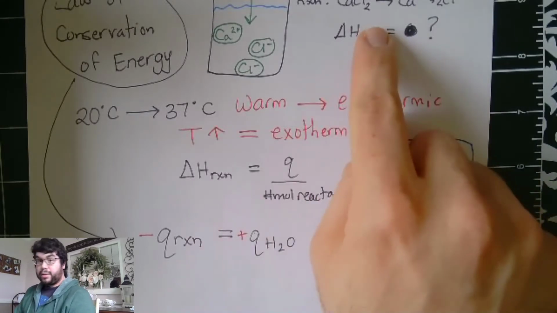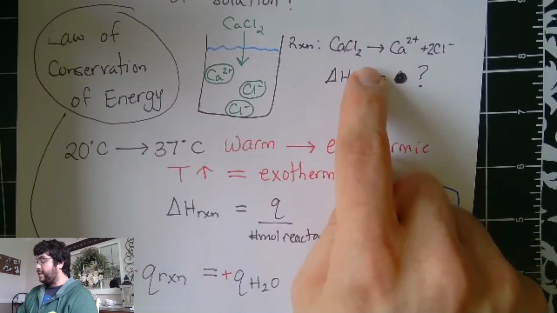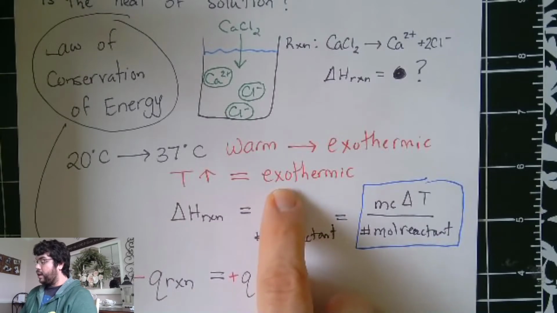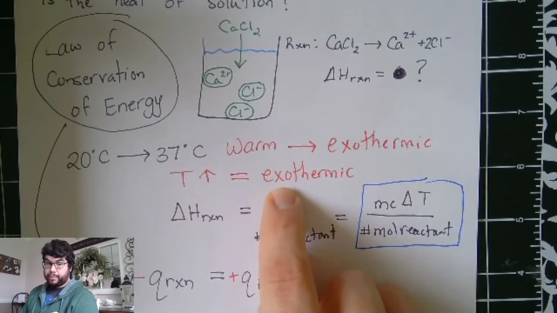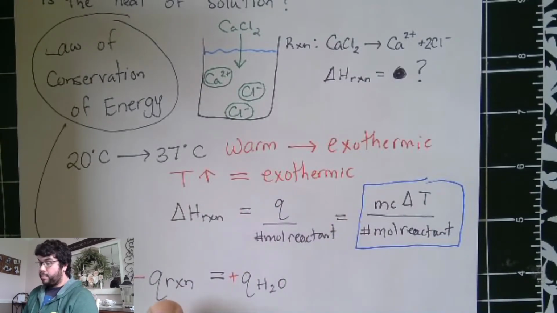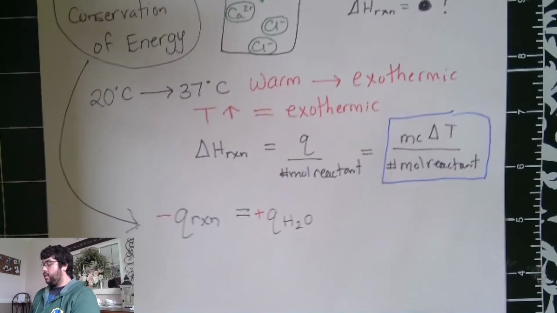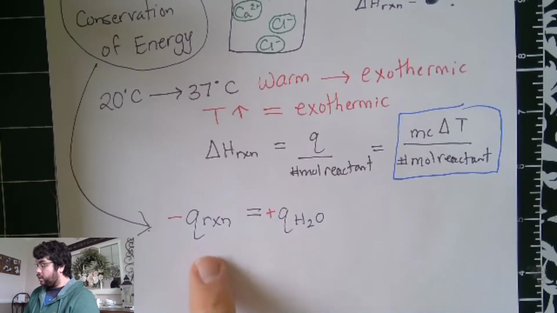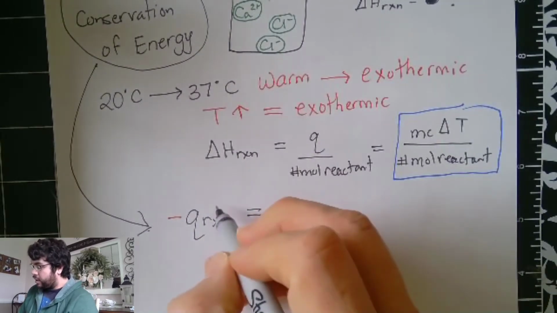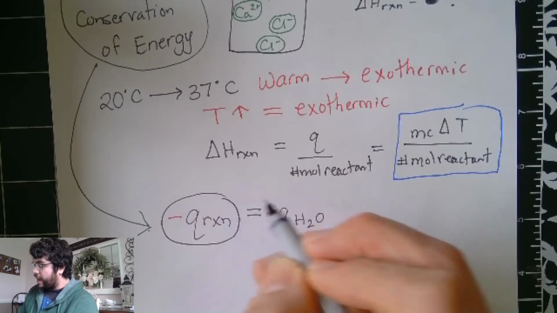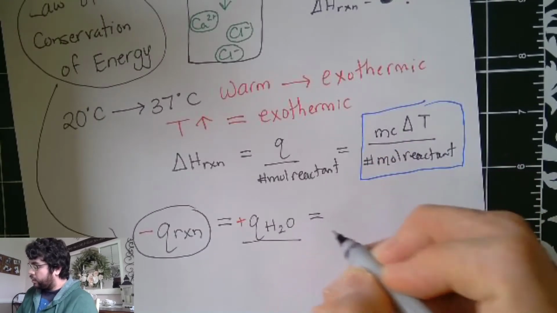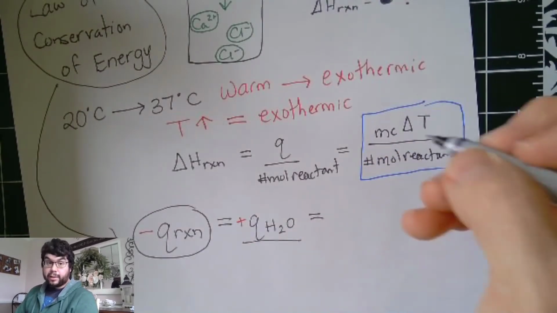For the reaction, this reaction taking place, it's exothermic. How do I know? Because the temperature is going up for the water. So it means the reaction must be exothermic. And because I know this, there's a law of conservation of energy, I can correctly calculate the amount of energy in the reaction. And it's equal to the amount of energy that the water gained. So the Q for the water is going to be mc delta T.